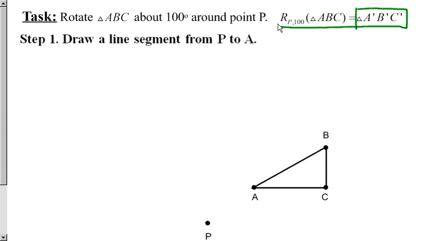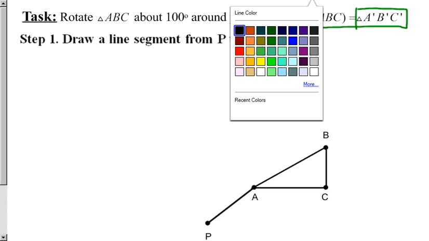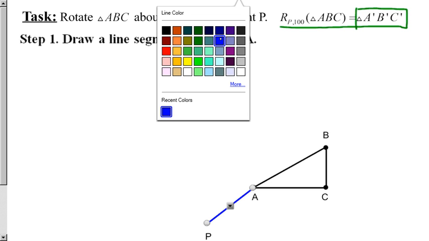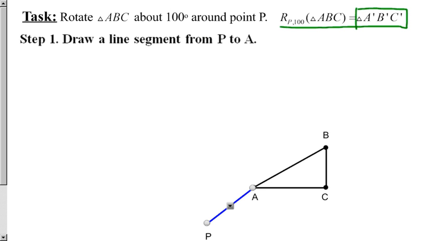Step number 1 says draw a line segment from P to A. And that's easy to do with your straight edge. So you will need a straight edge for that. You could connect a line segment from P all the way to A. That's your first step. And change the color to blue. So you know that this is what we just constructed, using a straight edge.